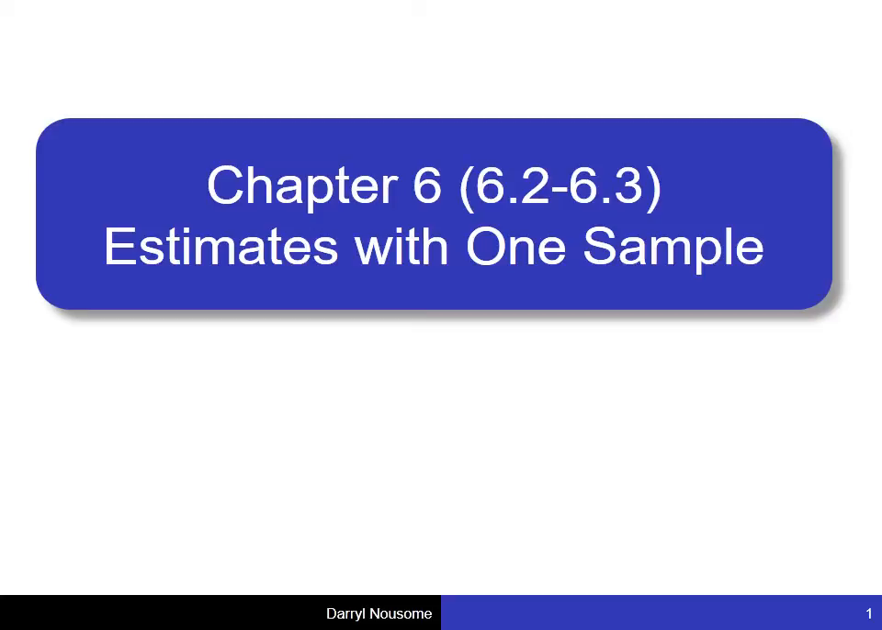Good morning, everyone. Today we're going to cover Chapter 6, so from 6.2 to 6.3. The whole purpose of this is to cover estimates where we have one sample and we're comparing it to our larger population.